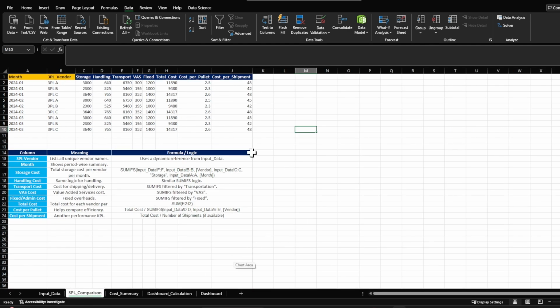In the 3PL comparison, we have various column names, and the details of these columns are provided here. In this sheet, you can check that again the first column is the time, and the second one is your vendors, which we are going to compare. Then we have the storage cost, handling cost, transportation cost, value added services, fixed cost, and multiple other costs as well. Here we are just taking the data from the previous sheet and checking, for a particular month and a particular vendor, how much cost there was, and how cost per pallet and cost per shipment differed for different vendors.